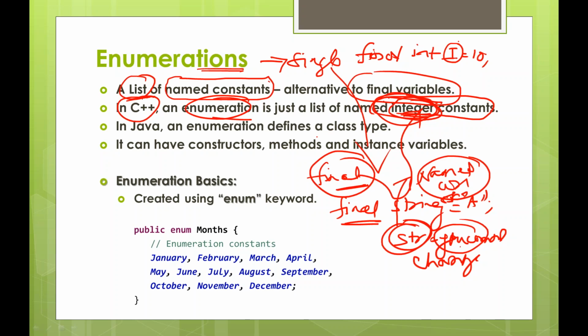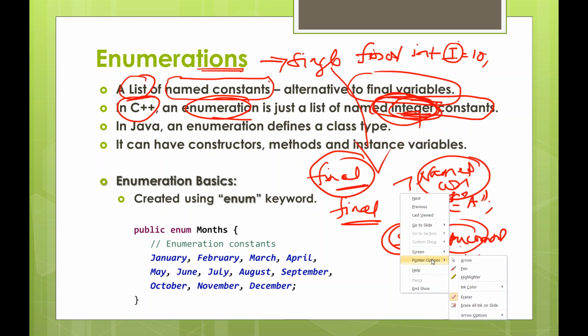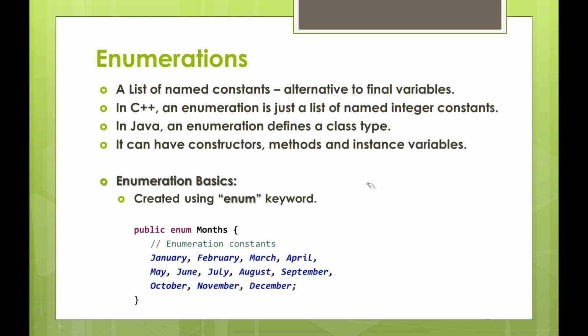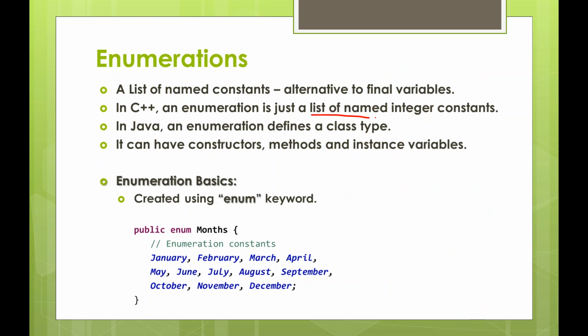But in Java, we know what class types are, right? So they define class types. That means enumerations define a data type itself. So whenever we discuss a data type, what comes to your mind immediately?